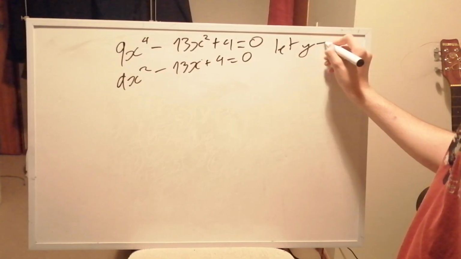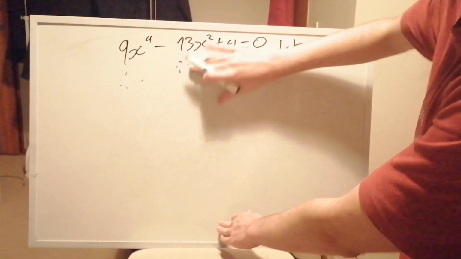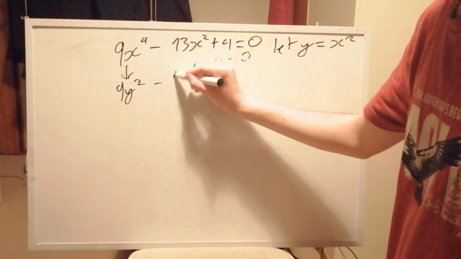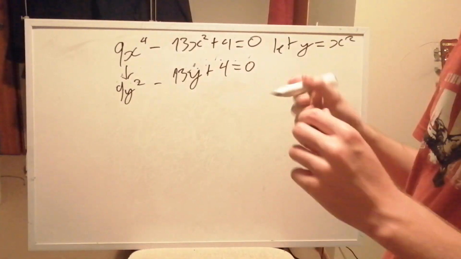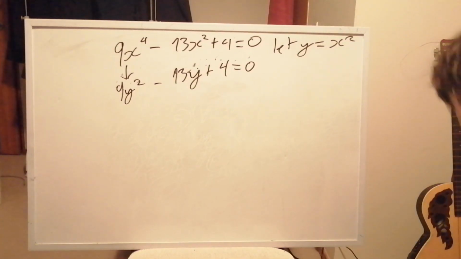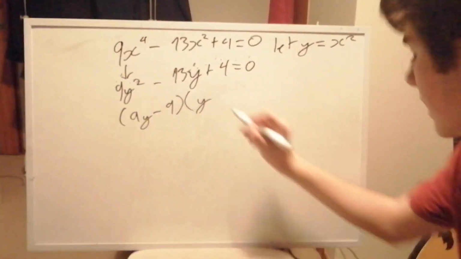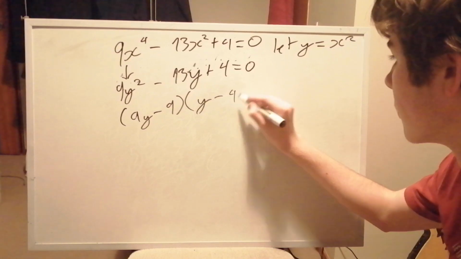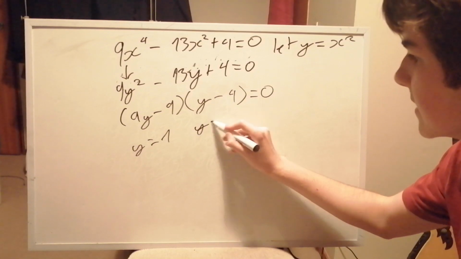So we know exactly what to do now. Let y equal x squared. And that transforms this first equation. That becomes 9y squared minus 13y plus 4 equals 0. Whoop. Same thing. And so we solve it in the same exact way. So we've got 9y minus 4, y minus 1 equals 0, so that we have y is equal to 1 and y is equal to 4.